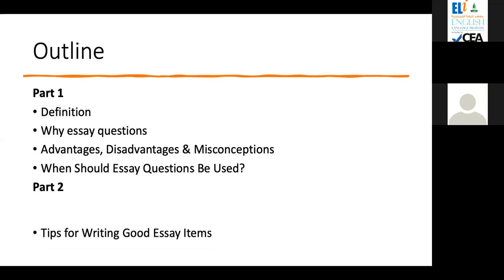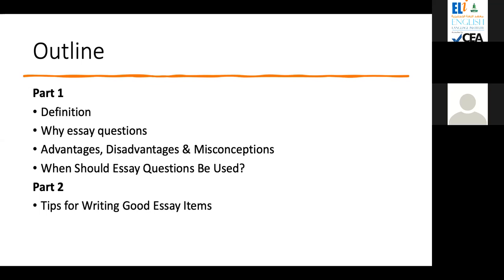And in part two, we will look at some tips for writing good essay exam items or questions. Then we will also look at a checklist that can be helpful for us as teachers and examiners to take care of important things that can help us to design or write essay exam questions. So this is the outline.